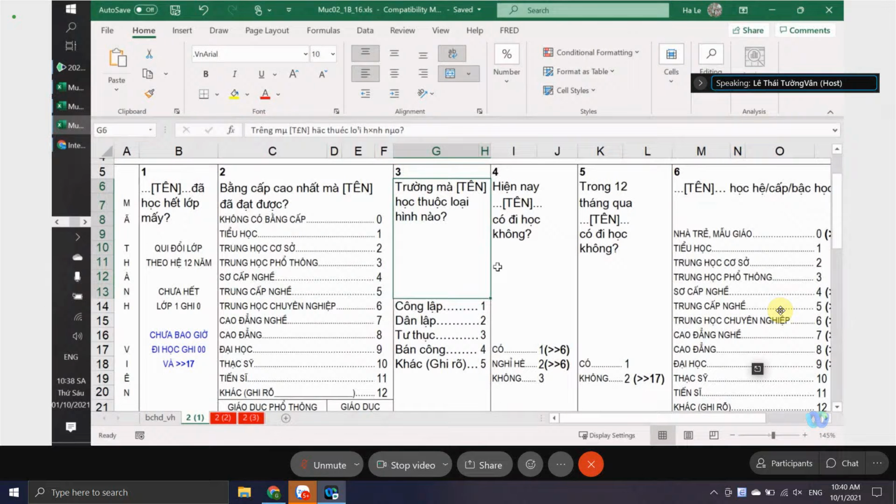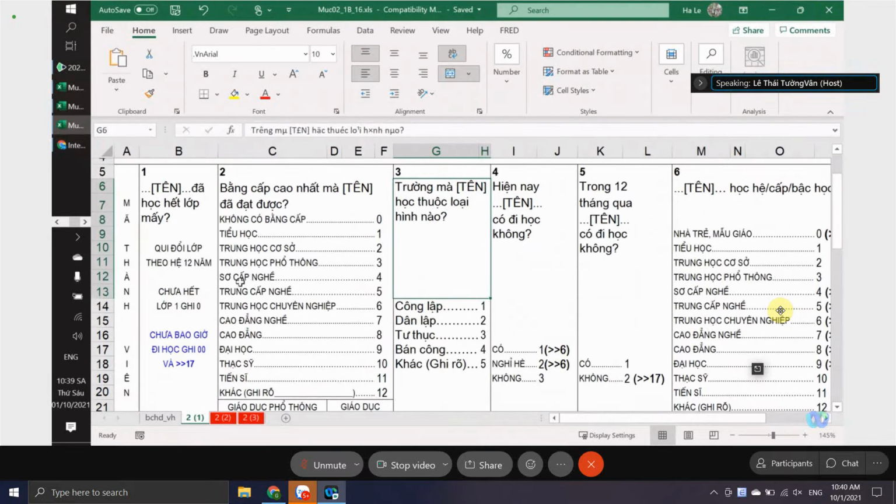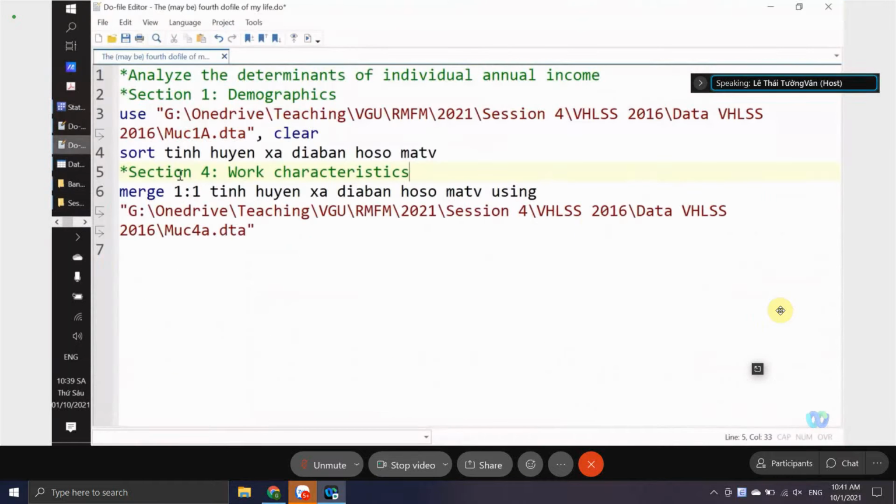Are you still going to school? And do you go to school in the last 1 year or so? That's the information. So the most important information we need when we do the analysis on the determinants of wage and salary is the highest degree obtained, right? Highest degree obtained. So we need to combine that variable.